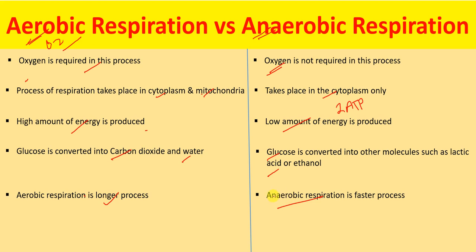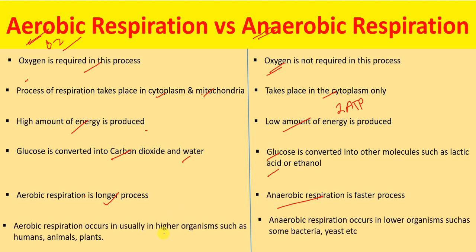Aerobic respiration occurs usually in higher organisms such as humans, animals, and plants, whereas anaerobic respiration usually occurs in lower organisms such as some bacteria, yeast, and other microorganisms.